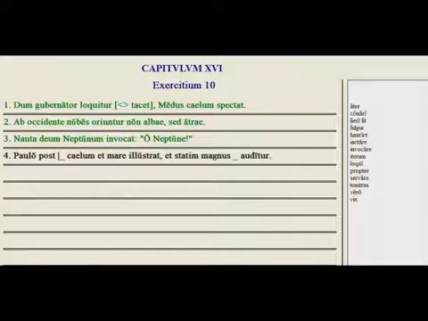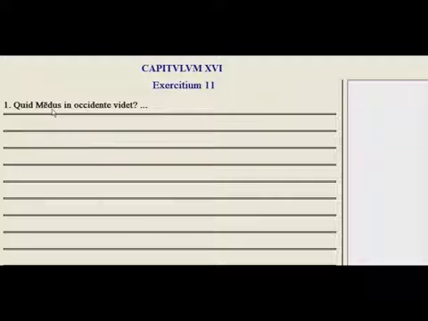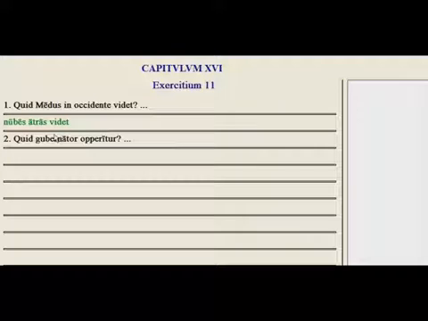Let's try the question and answer section. So, quid Medus in occidente videt? What does Medus see in the west? Medus atras nubes, or nubes atras videt. He sees black clouds. Quid gubernator exspectat? What is the helmsman waiting for? Well, he's waiting for the storm to come. Gubernator tempestatem exspectat. Okay, go ahead and try the rest of those exercises, and I'll see you back in the Grammatica.